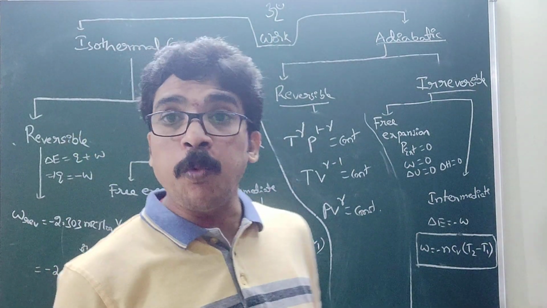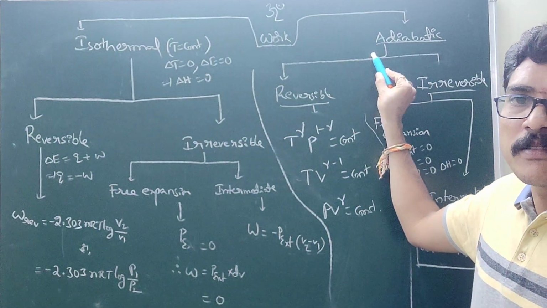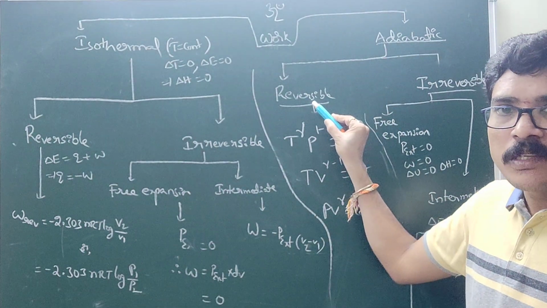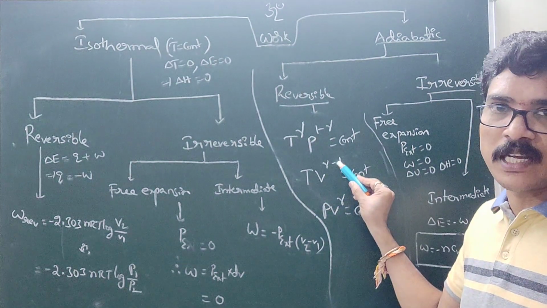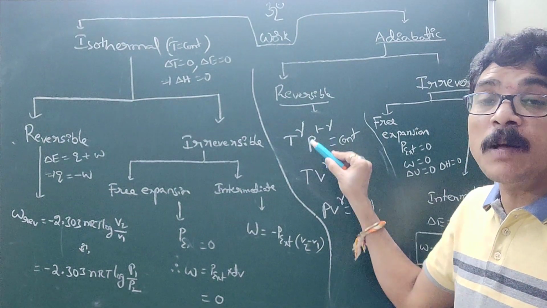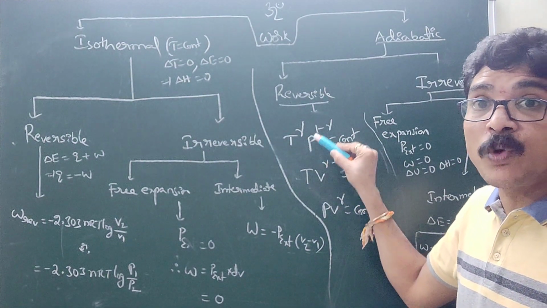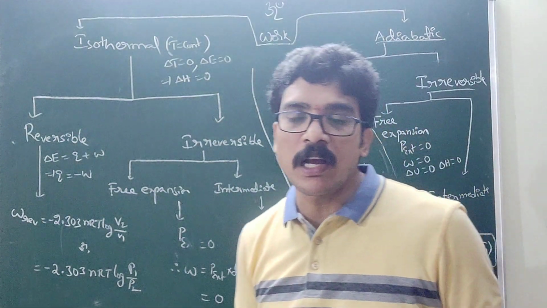Yes, these are the important relations for an adiabatic process. If the process is adiabatic and reversible, the relation between T and V is TV^(gamma-1) equals constant. The relation between T and P is T^gamma P^(1-gamma) equals constant. And the last one, PV^gamma equals constant.